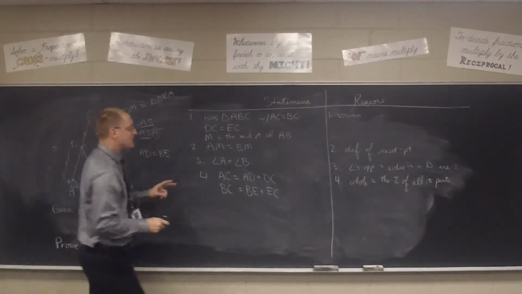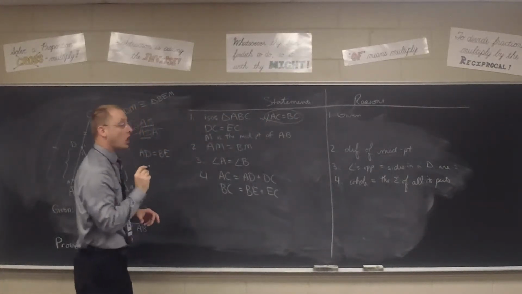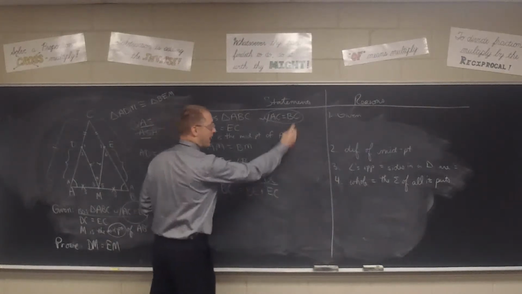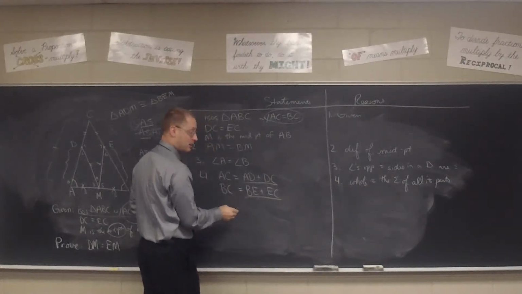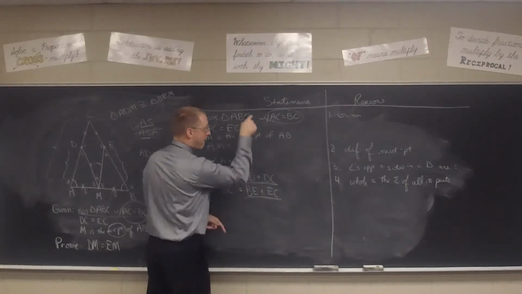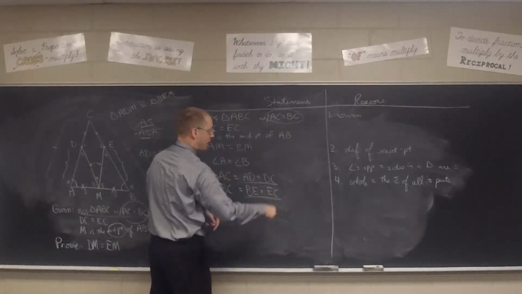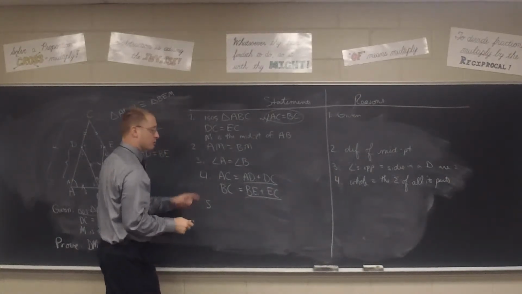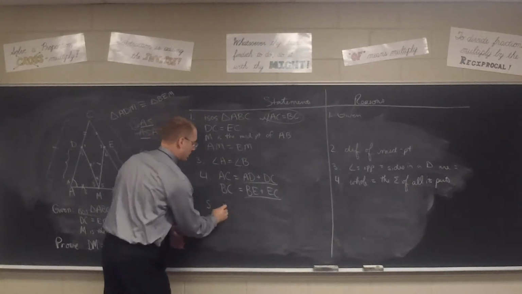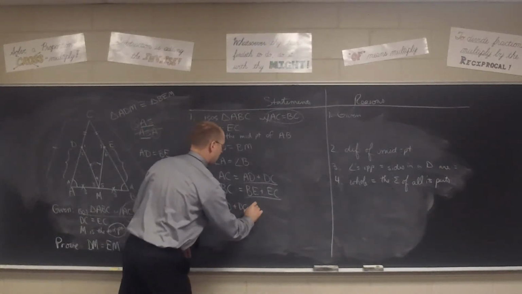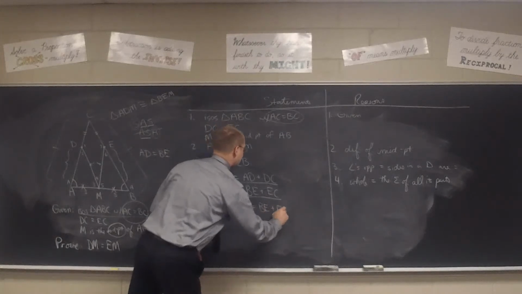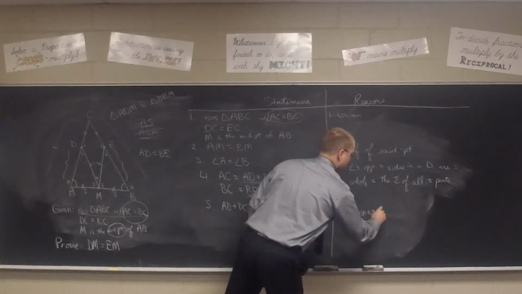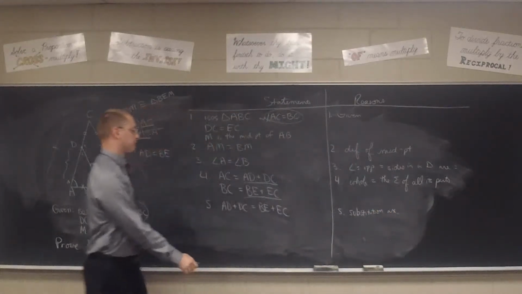Now, here's the deal. Since AC and BC are equal, and AC is that, and BC is that, I can take this, plug it in. I can take this, plug it in. That's called substitution. So the next thing we're going to do is a substitution. Since AC and BC are equal, then AD plus DC must equal BE plus EC because of the substitution axiom.